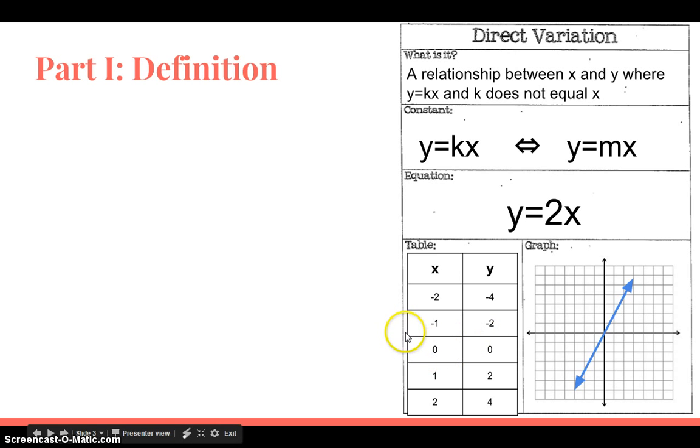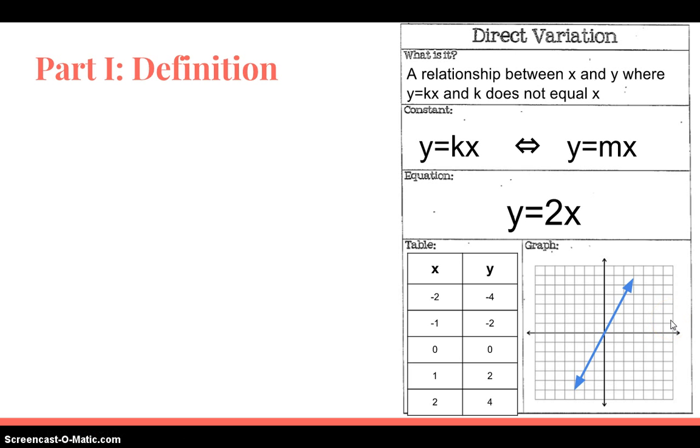The same thing goes for the graph. Every graph for every direct variation equation needs to go through the origin, okay? So when you're talking about things to look for, you always want to have the origin involved. It always needs to have the point 0, 0 as a part of the function.